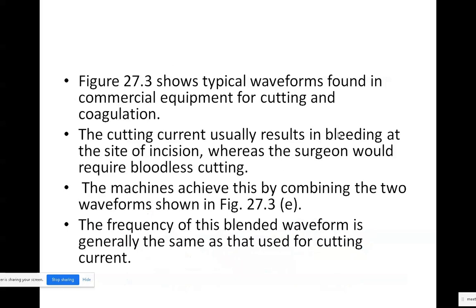So the cutting current usually results in bleeding at the site of incision, whereas the surgeon would require bloodless cutting.